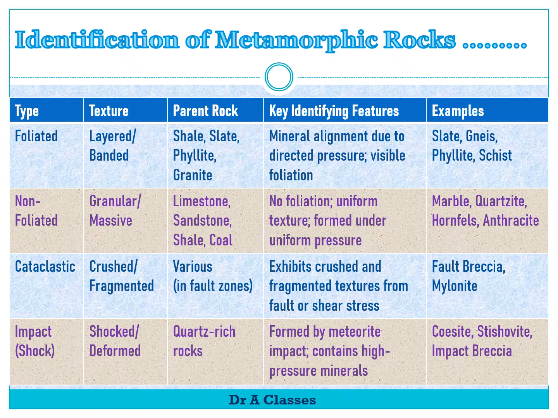Impact or shock type. These rocks have a shocked or deformed texture, typically derived from quartz-rich parent rocks, and form unique high-pressure minerals due to meteorite impacts. Examples include coesite, stishovite, and impact breccia.